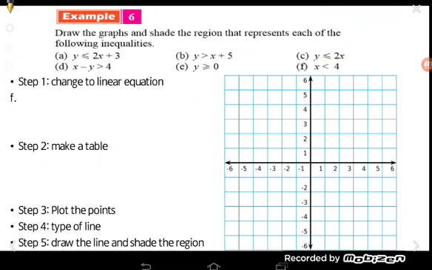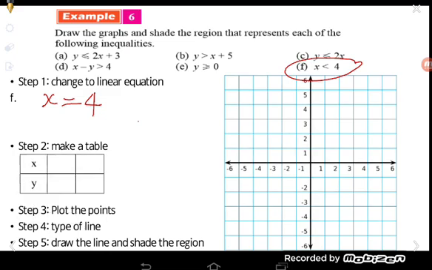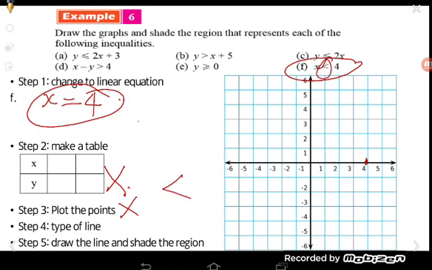Last one is x change to equal 4. For the table, actually you don't have to do a table, because you know that x equal 4 is here, and then no need to plot points. Type of line, you just check here. Less, it will be a dash line. Okay, done. Then step 5, you draw.